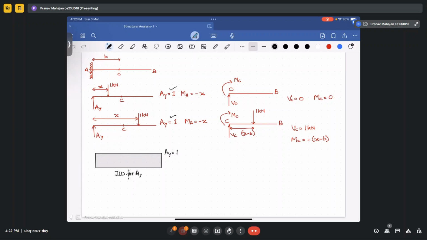Now, if you want to calculate the ILD for MA, so let me draw that. Since the value is coming out to be negative and it is minus h, it will be linear only. Okay. So here it would be minus of L, minus L. This is your ILD for MA.